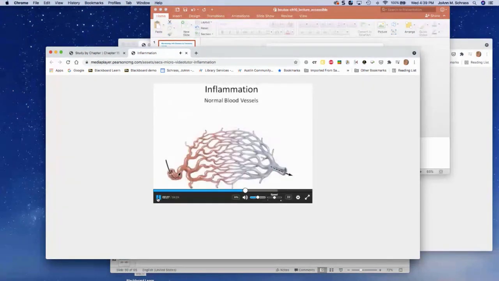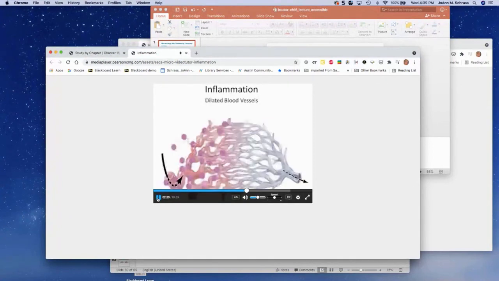And since dilation is occurring in many blood vessels, more blood is delivered to the tissue. Blood is red and blood is warm. So more blood means more red color and more heat, two signs of inflammation.